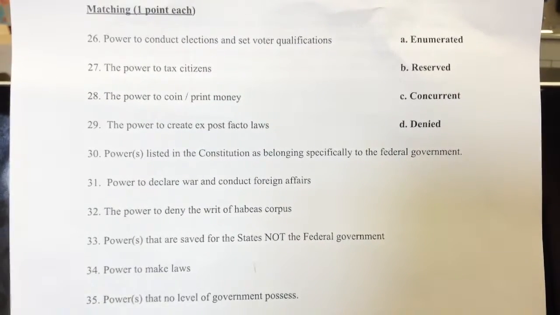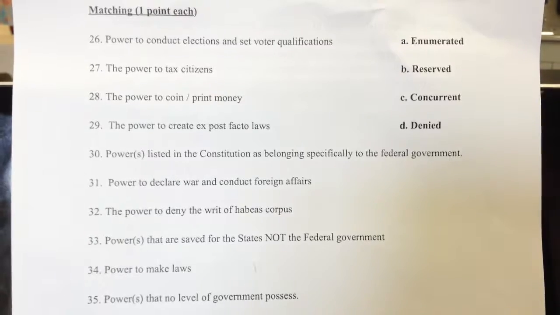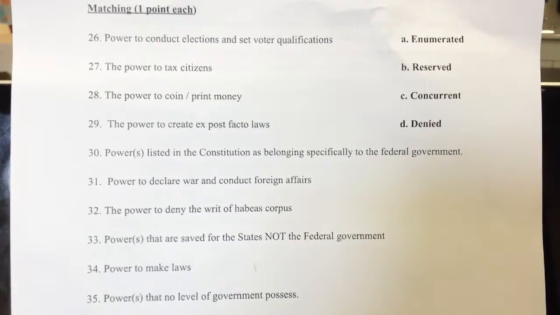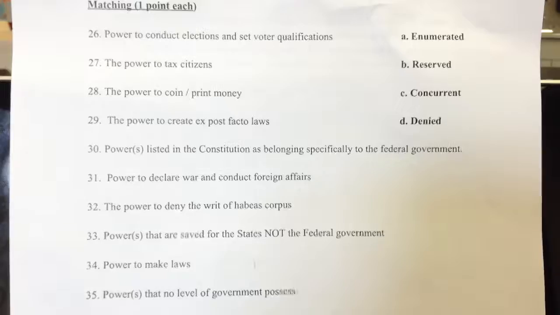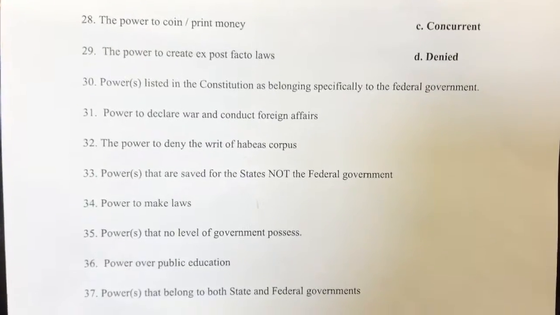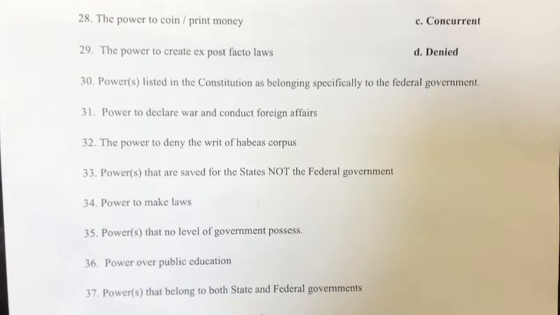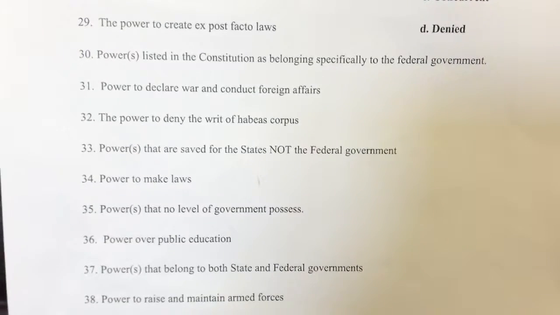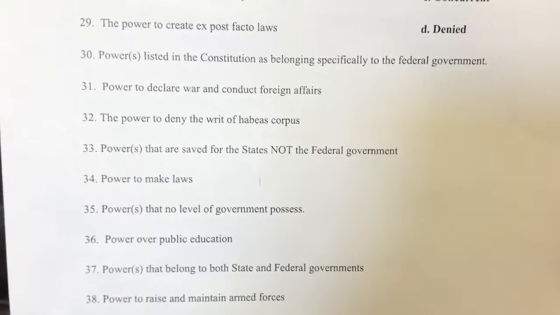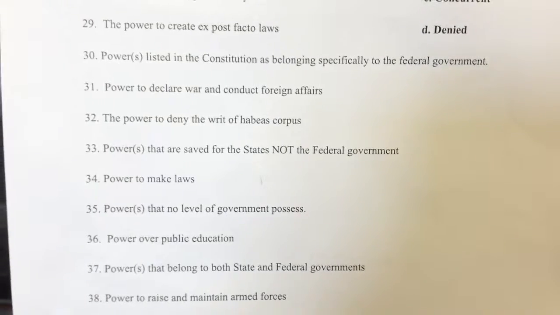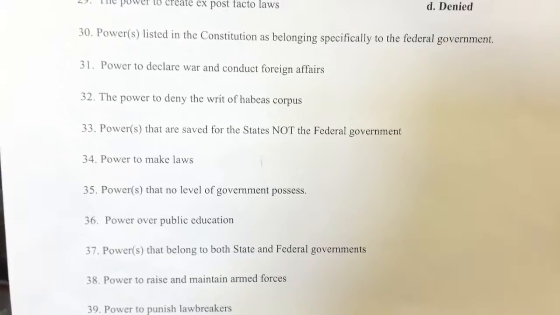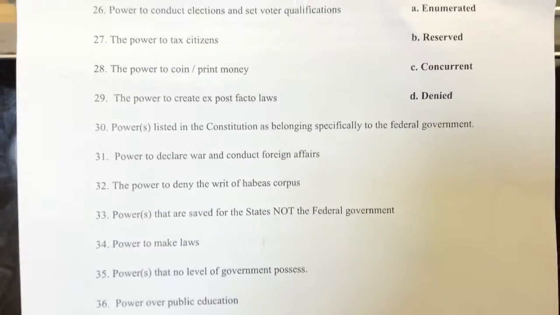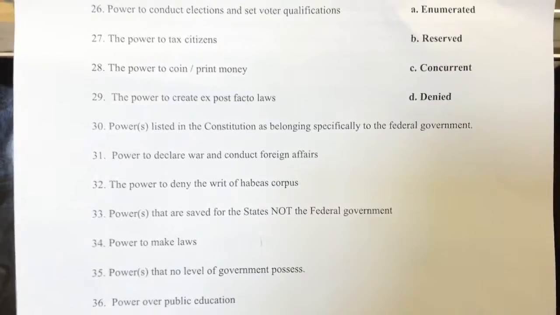Again, enumerated, reserved, concurrent, or denied power. Number 33, powers that are saved for the state, not the federal government. 34, power to make laws. 35, power or powers that no level of government possesses. Number 36, power over public education. Again, enumerated, reserved, concurrent, denied power.